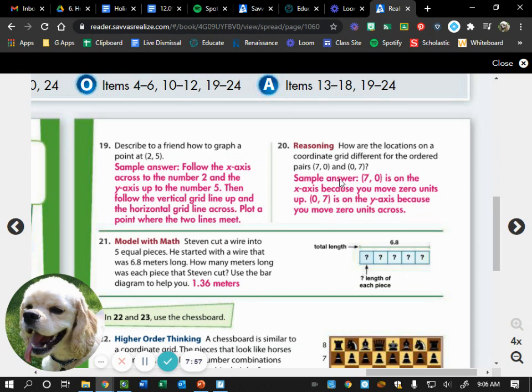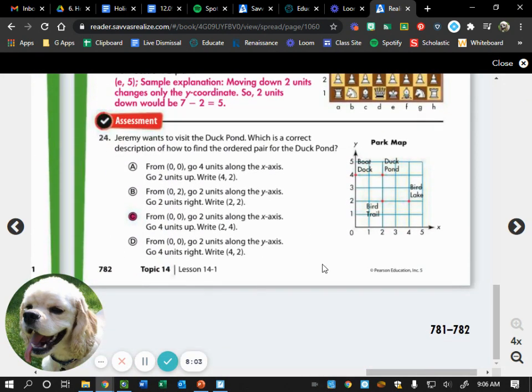Are we ready to move on to 24? Okay. So number 24 said Jeremy wants to visit the duck pond. Which is a correct description of how to find the ordered pair for the duck pond? So basically, they would tell you where to start and how many units to go along the x-axis or y-axis, or left or right or up or down. So the correct answer is C because it says from 0, 0. So from the origin, remember we call 0, 0 the origin, go 2 units along the x-axis, 1, 2, go 4 units up, 1, 2, 3, 4. Write 2, 4. That is what you would write.